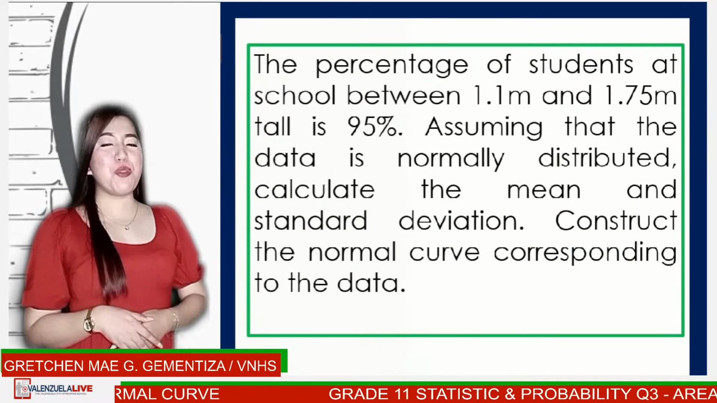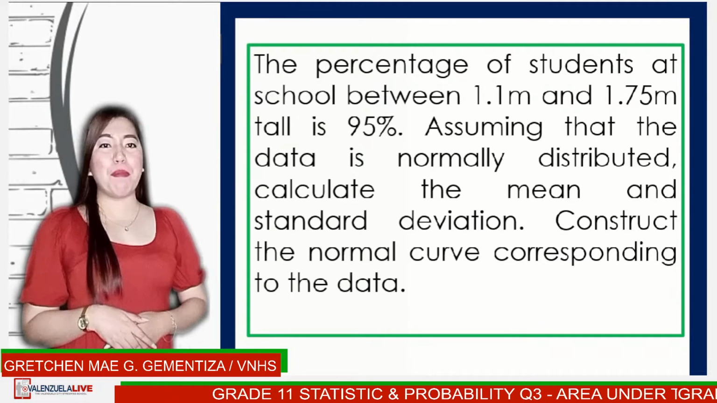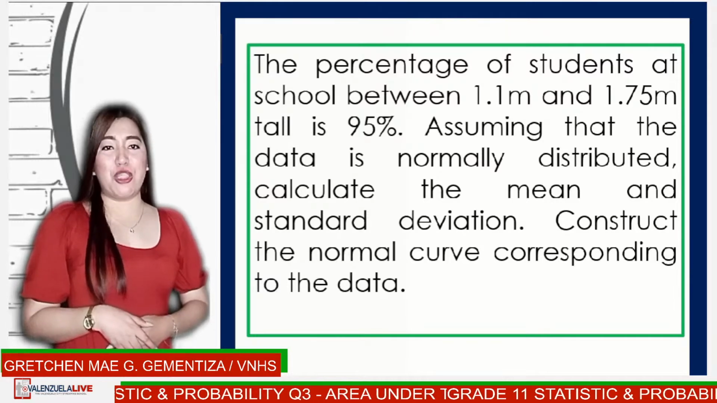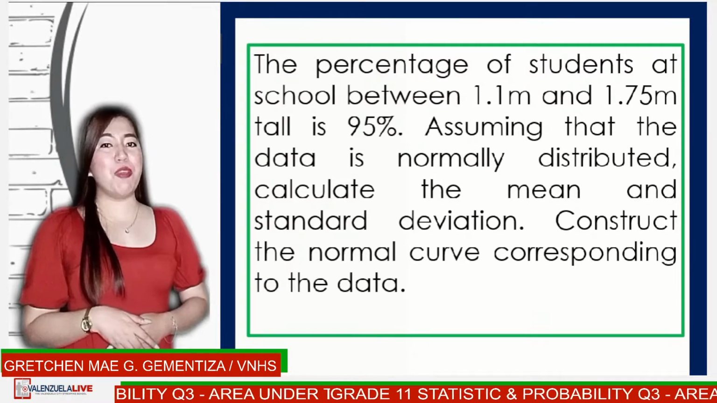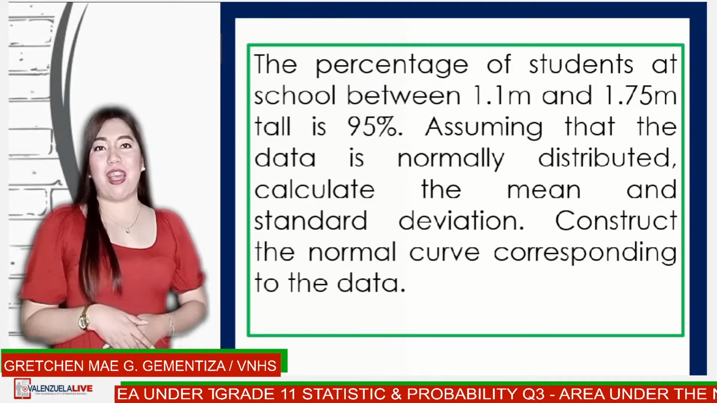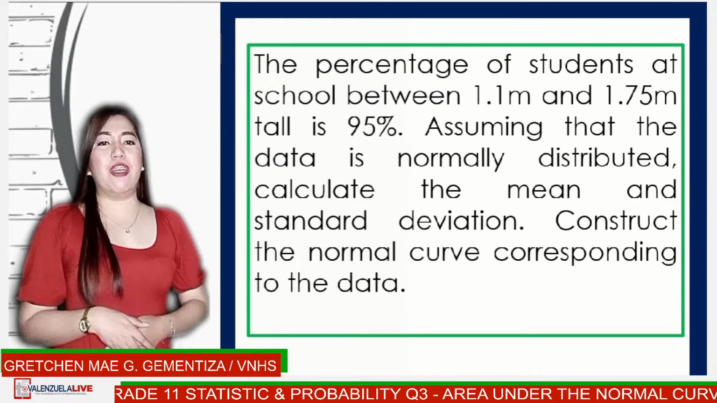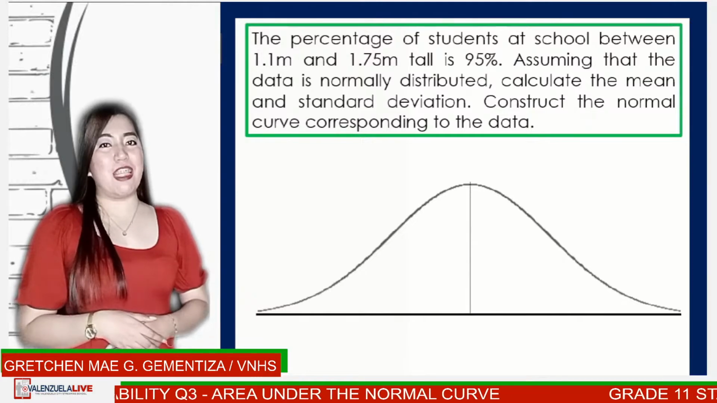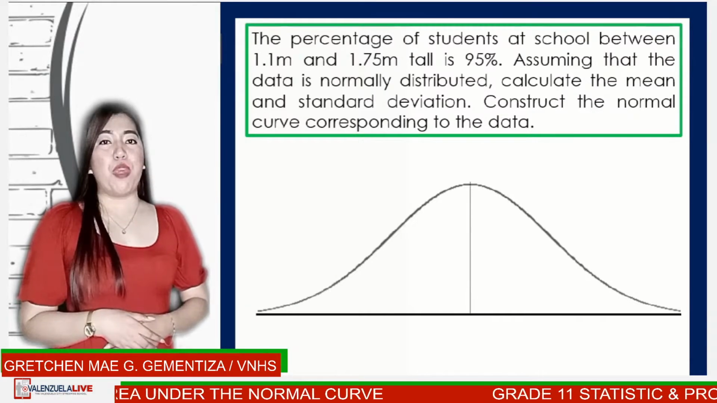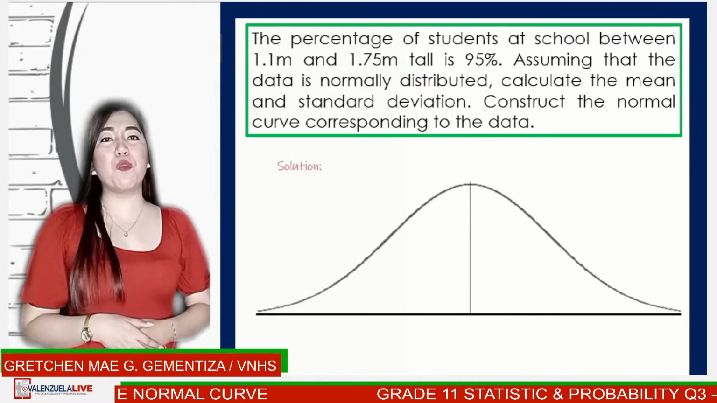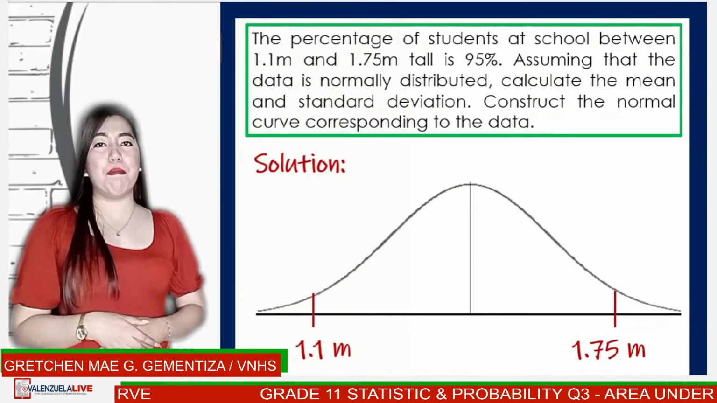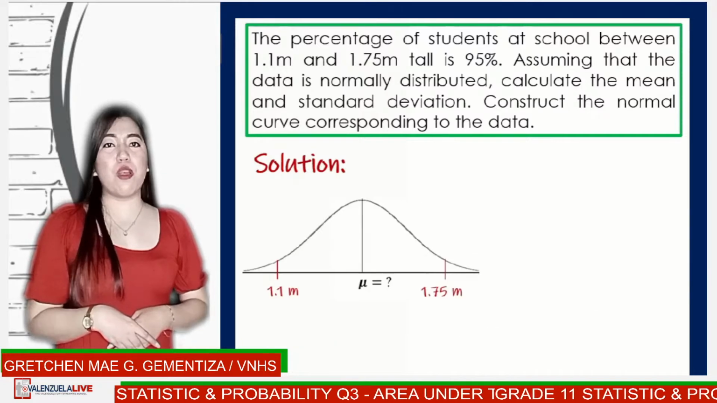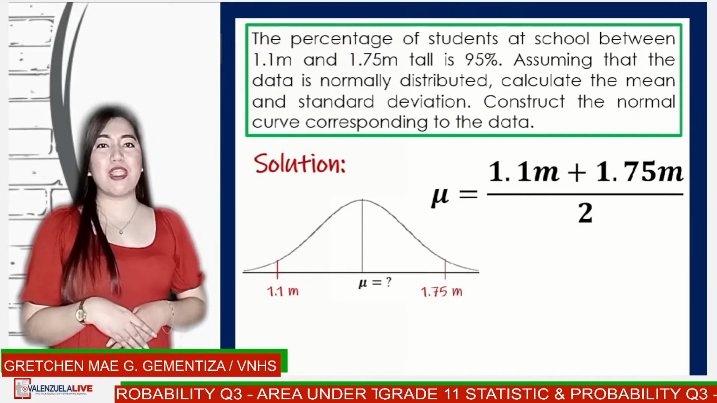Let us try this problem to know more about the normal distribution. The percentage of students at school between 1.1 meter and 1.75 meter tall is 95%. Assuming that the data is normally distributed, calculate the mean and the standard deviation. Construct the normal curve corresponding to the data. To solve this problem, let us drop the given in a normal curve. We have two given x-scores, the 1.1 meter and 1.75 meter, which the mean is between. So, to solve this, we simply get the average of these two scores.